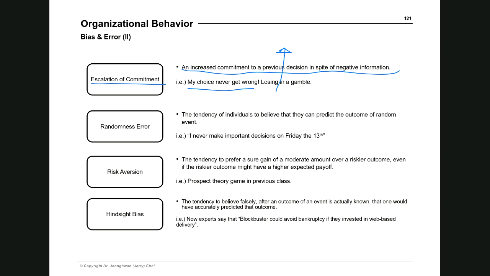Okay, good. And the next bias is the randomness bias, or randomness error. That randomness error is the tendency of individuals to believe that they can predict the outcome of a random event. For example, I never make an important decision on Friday the 13th. But how about in China, in Asia?